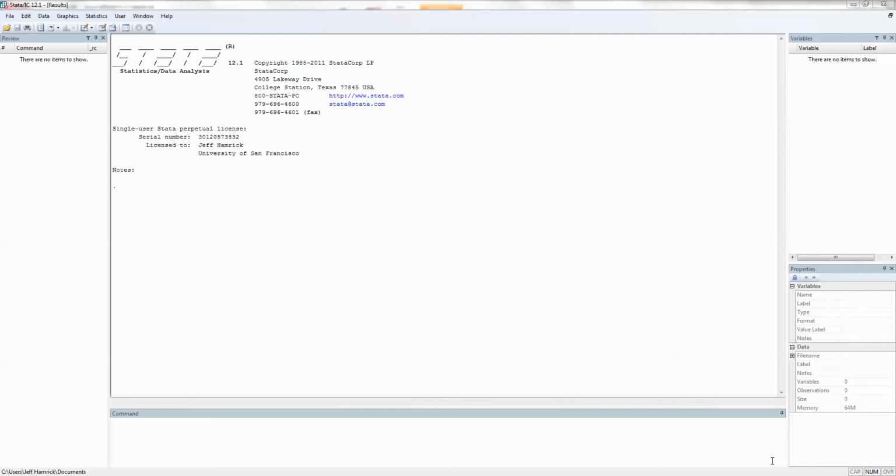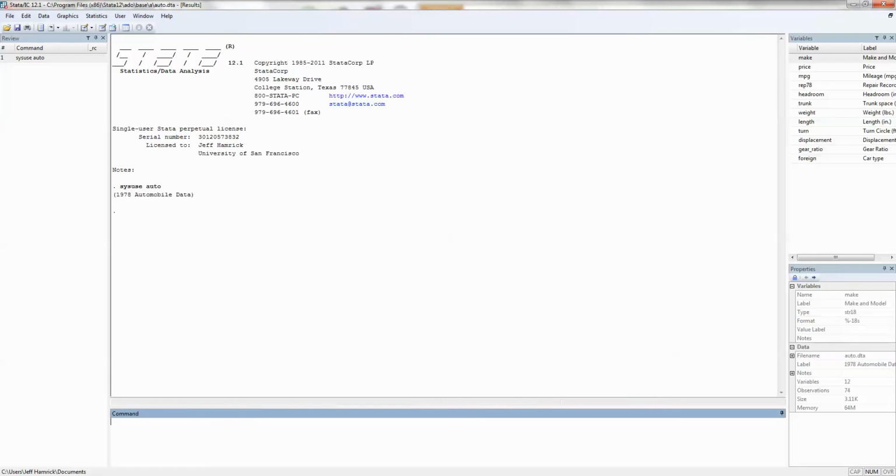I want to spend a couple of minutes talking about how we compute and interpret partial correlation coefficients in Stata. So I'm going to call up a data set that's actually stored directly in Stata, so I don't have to use an import command. It's related to automobile data from 1978. Let's check out the data really quick using the browse command.